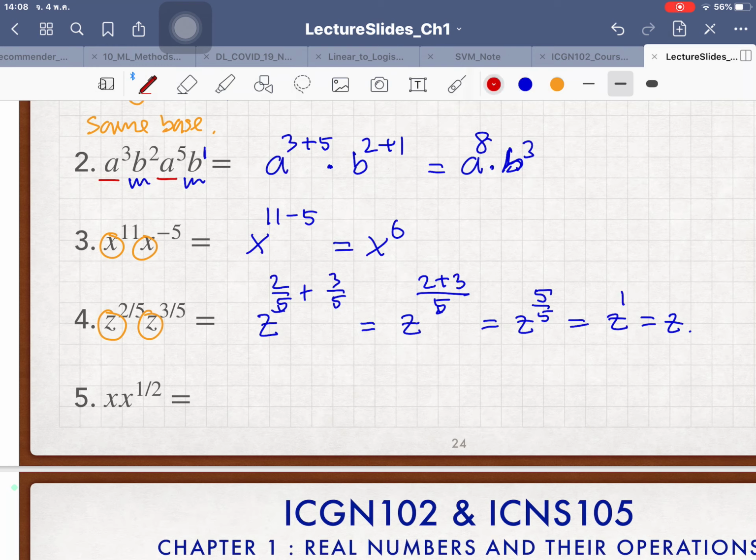The next problem is similar again. You have the same base of x. For the first term, you can take it to be x to the power 1. So in this case, you just add up the powers together. Here, you have 1 plus 0.5, you get 1.5, and it is equal to 3 over 2. So this will be the new power, the new exponent.